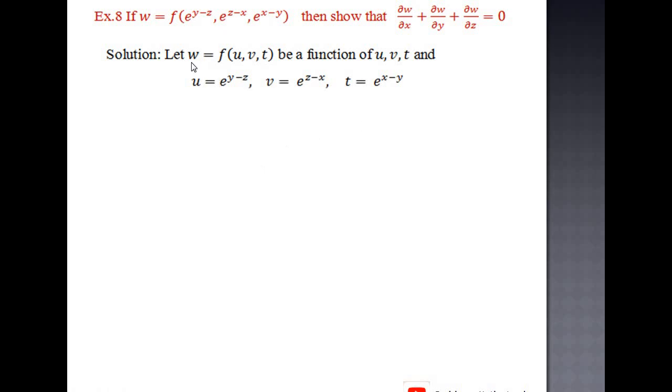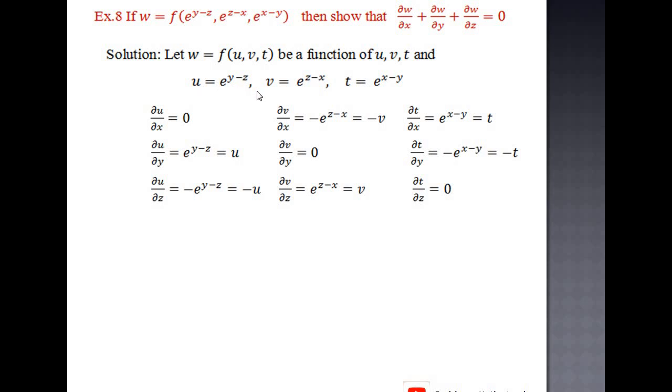One more example. If w equal to f of e raised to y minus z, comma e raised to z minus x, comma e raised to x minus y, then show that ∂w/∂x plus ∂w/∂y plus ∂w/∂z equal to 0. Solution. Let w equal to f of u, v, t be a function of u, v, t, and u equal to e raised to y minus z, v equal to e raised to z minus x, t equal to e raised to x minus y are functions of x, y, z.